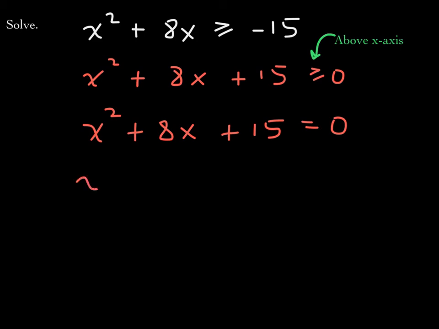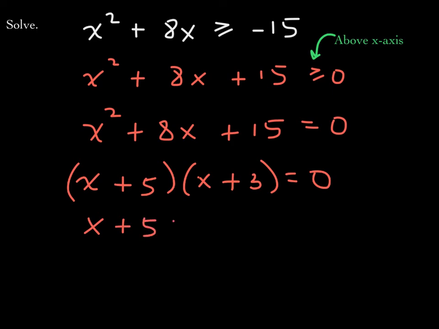And you can use the quadratic formula here to solve. You can complete the square if you'd like. I'm always a fan of factoring if it factors. So after factoring, I find that my two x-intercepts are negative 5 and negative 3.